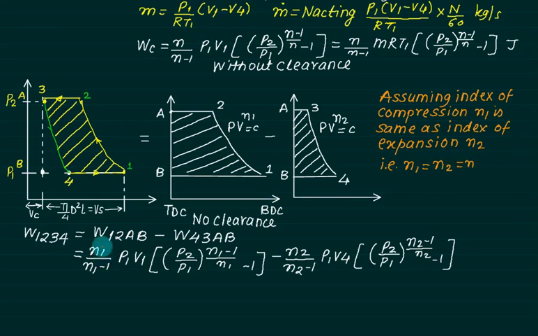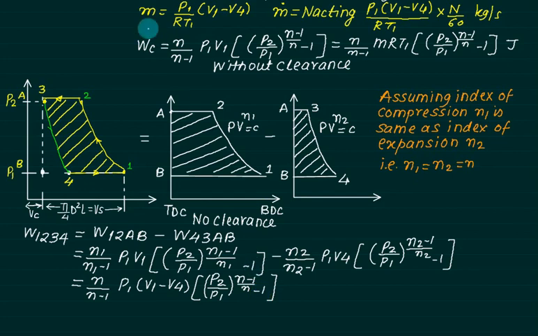Then we can solve this equation. So the bracket remains the same. P1 is common, so only the different quantities remain, V1 minus V4. What we get is n upon n minus 1 P1 (V1 minus V4) into bracket (P2 by P1) to the power (n minus 1) upon n.